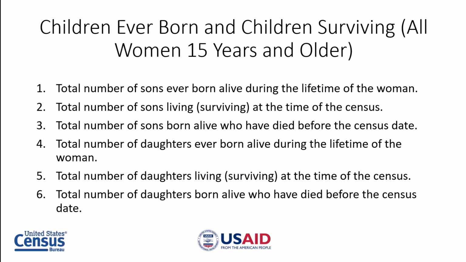Asking about sons and daughters separately improves the accuracy of the data and allows for calculation of fertility measures by sex. While only responses to questions about sons or daughters ever born alive, questions 1 and 4, are used to estimate fertility, the other questions serve as checks. Census takers can add the number of children living and dead to compare against the total number of children ever born alive. They can then resolve any discrepancies at the time of the interview.